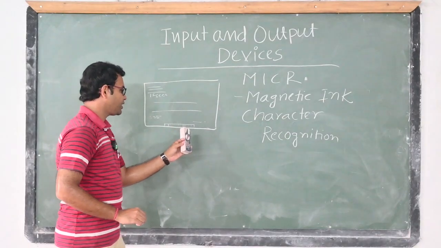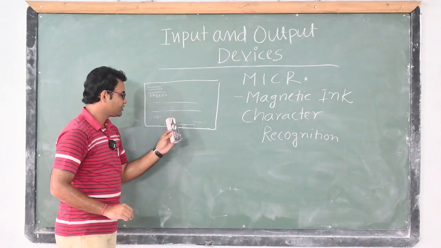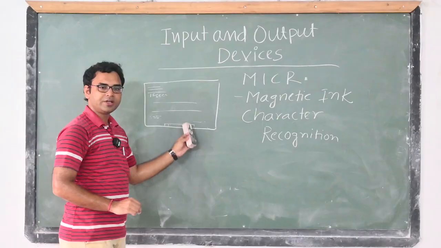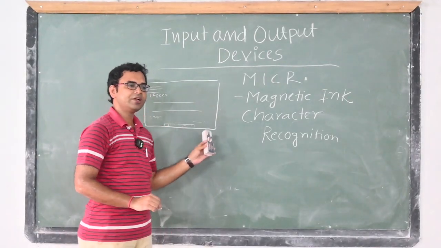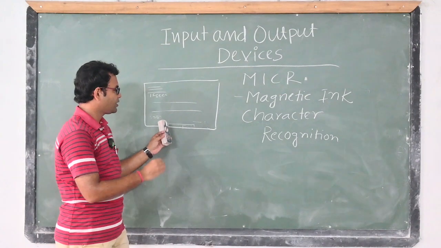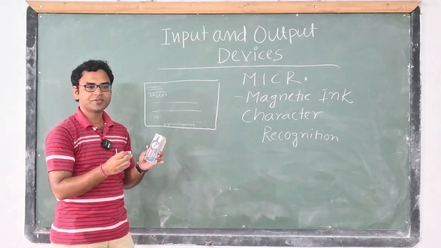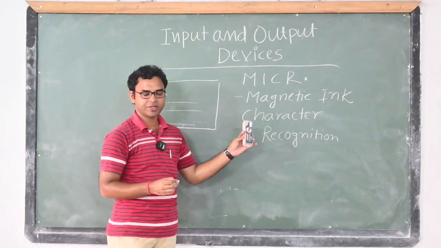Whenever the magnetic ink character recognition technique is used in the bank, the bank gets all the relevant information regarding this check, and it helps to process the check simultaneously. The net banking system, or you can say the online banking system, is now very smooth through this magnetic ink character recognition technique.